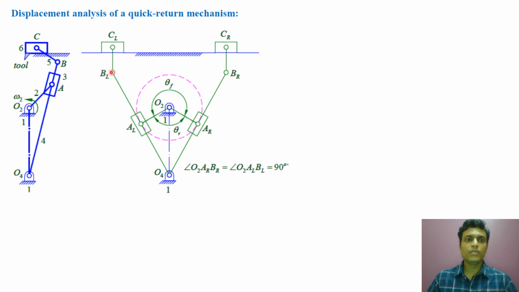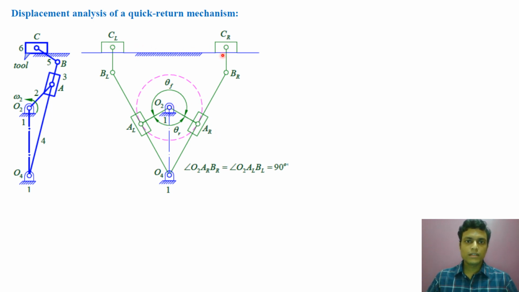Similarly from BL we will draw an arc with radius equal to the length of link number 5 that will cut at CL, and CL is the extreme left position of the slider. Now CLCR is the stroke. Now my stroke is CLCR.